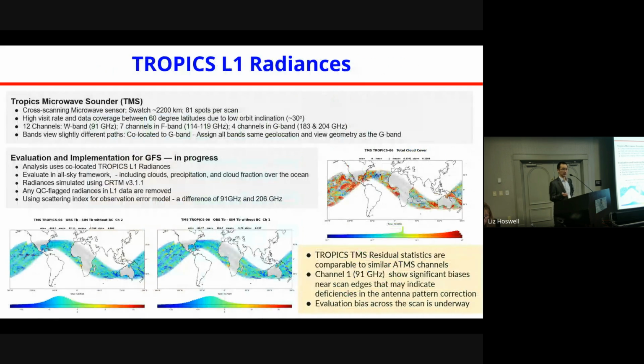For the TROPICS level 1 radiance observations, we are still at a very early stage, and we are still evaluating and implementing it for the GFS. We have found some similarities in the statistics compared to ATMS for those TROPICS microwave sounders, but we are still evaluating the biases across scans. So this is still at an early stage.